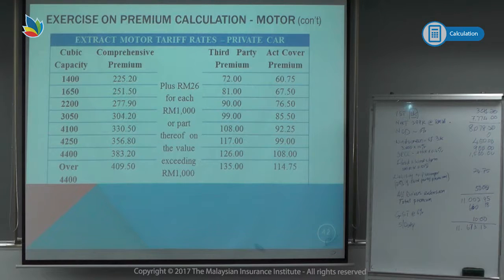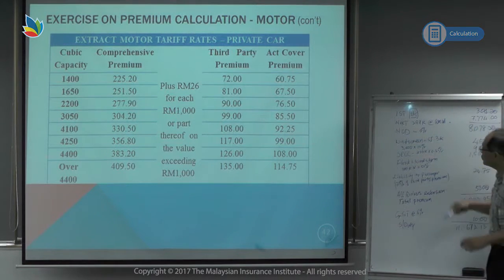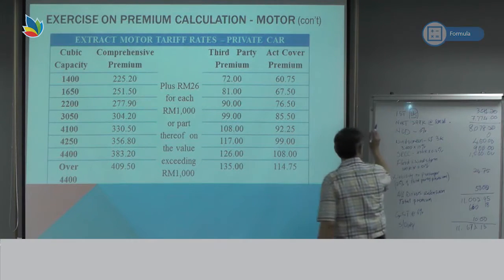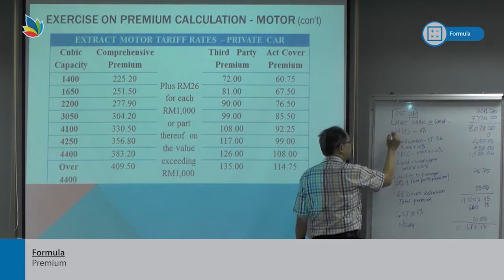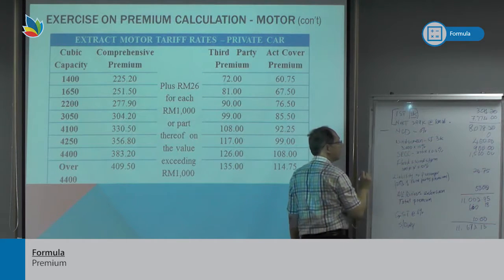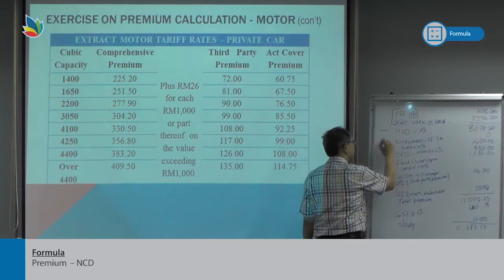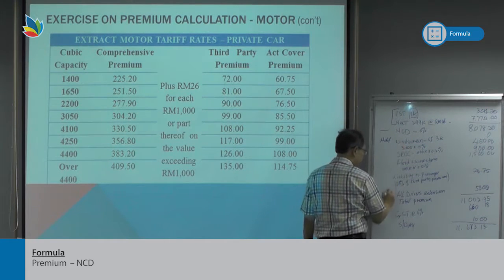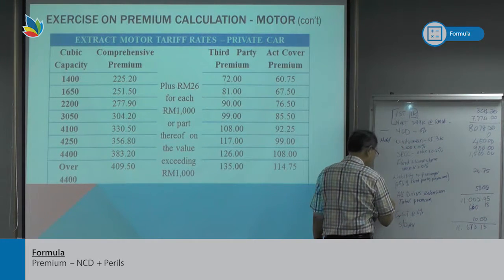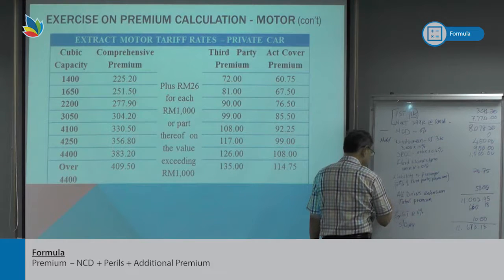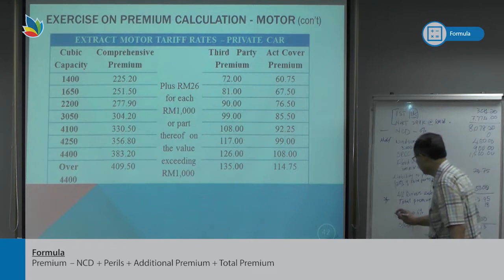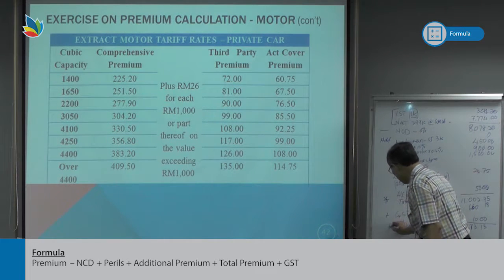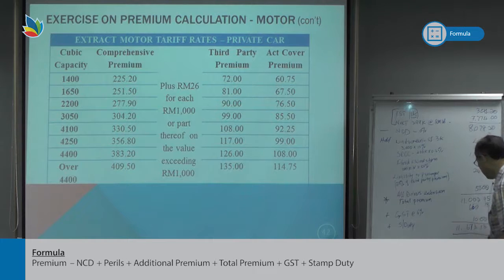Okay, this is the formula to use. Premium less NCD, add the extensions, then you have the additional premium, then you have your total premium, then you have to add your GST and stamp duty. So the insured is required to pay so much.